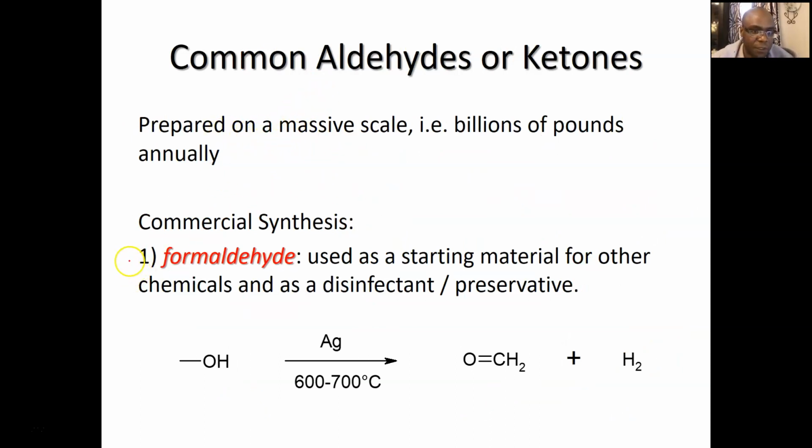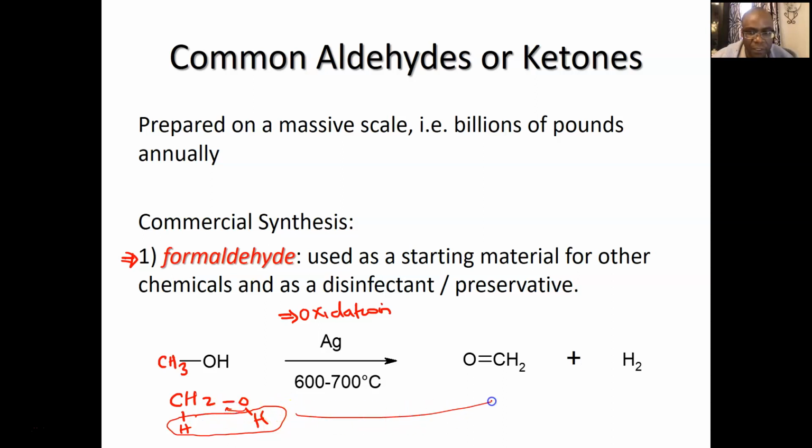So, common aldehydes. The first one is formaldehyde. How do you make it? You make it by oxidation. Remember how we defined oxidation, removal of hydrogens, right? So take your CH3OH, and we're gonna write it like this. Lose 2 hydrogens from this, one from the CH3, one from the oxygen, and then create a double bond. You're gonna get formaldehyde. Okay, that's formaldehyde. You lost 2 hydrogens.